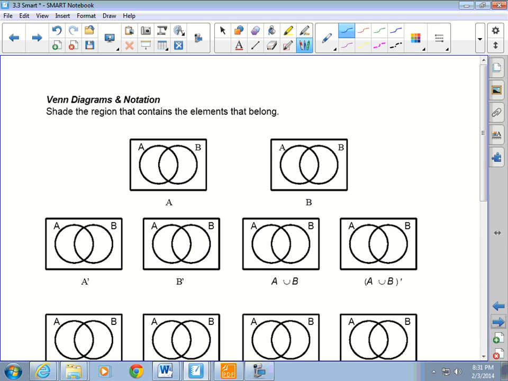So just a few things to keep in mind when you're going through the questions. Venn diagrams and notations: we're going to shade the regions that contain the elements that belong. So the elements for A would be all of that. The elements in set B are those.